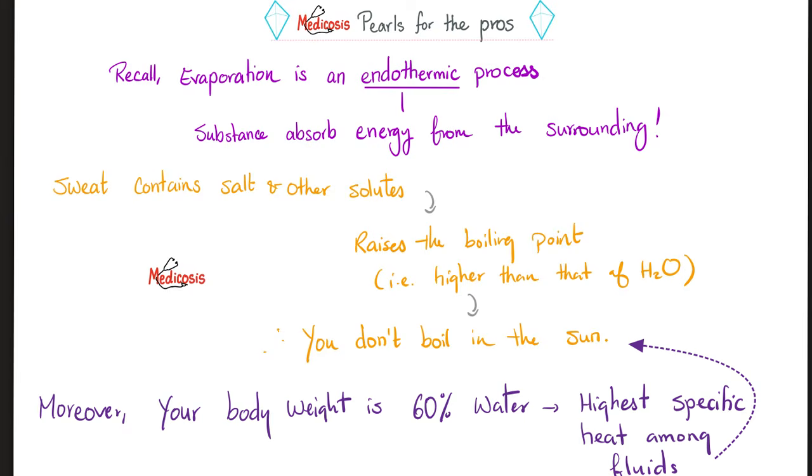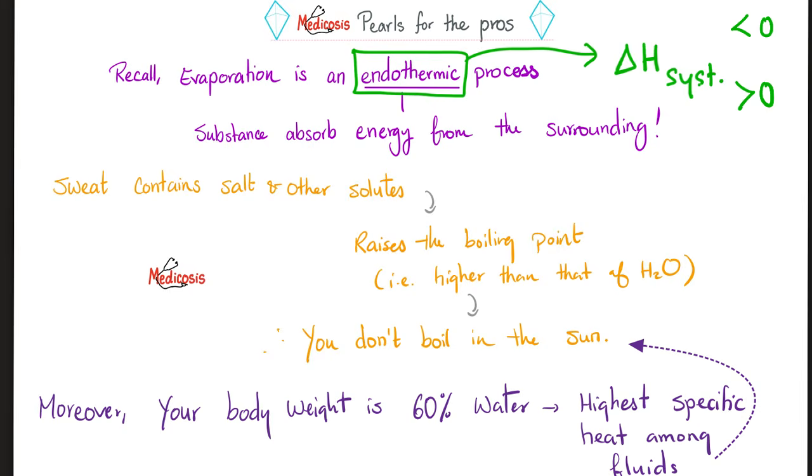Evaporating water is an endothermic process, and for the chemistry buffs watching this video, if it's an endothermic process, do you think that delta H for the system will be less than 0, greater than 0, or equal to 0? If you know the answer to this question, please comment below.